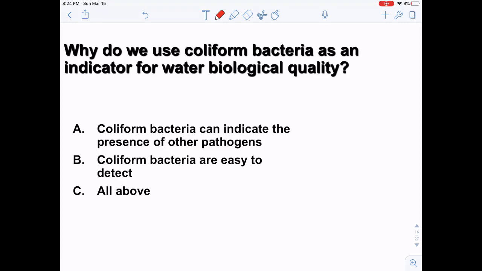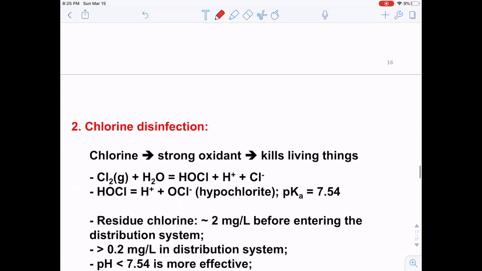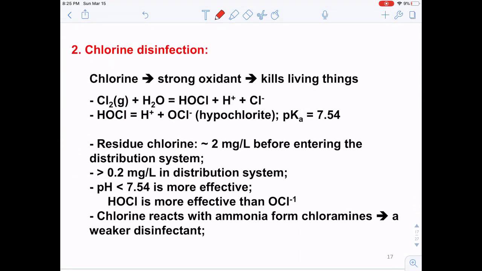Okay, so here's a quick question. Why do we use the coliform bacteria as an indicator for water biological quality? If you recall from the previous slides, it's actually because first, the coliform bacteria are easy to detect, and also the coliform bacteria indicates that there is feces, and that indicates that there are other pathogens in water. So we should choose C here.